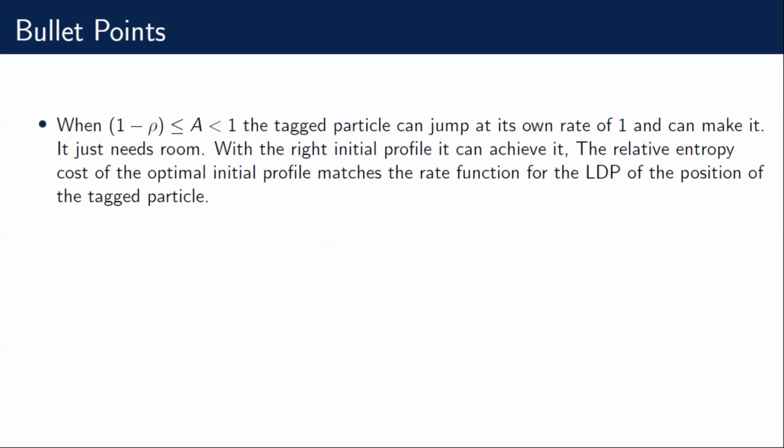When A is between 1 minus rho and 1, the tagged particle doesn't have to speed up, it can travel at its own speed, which is rate 1. If there is empty space, just create enough empty space so that it can move freely, and that would be it.